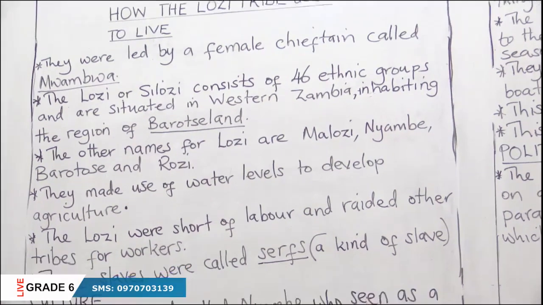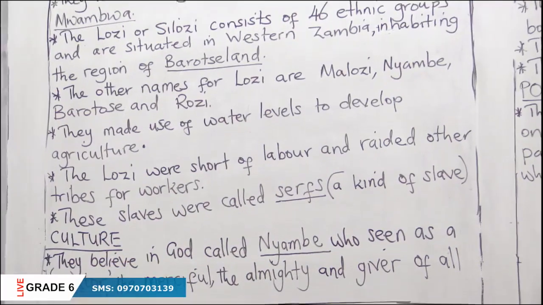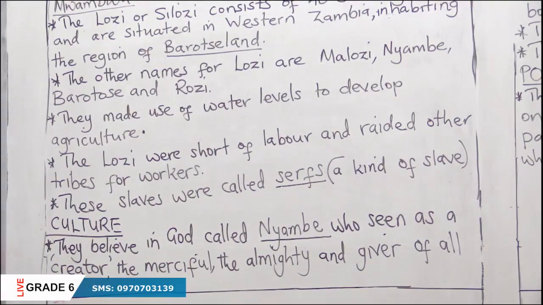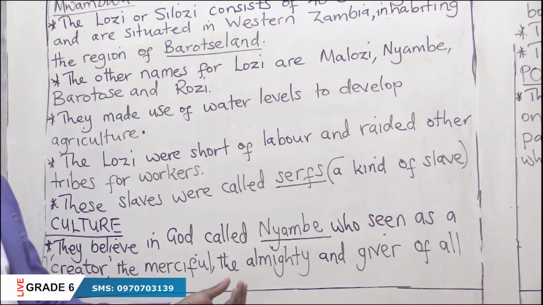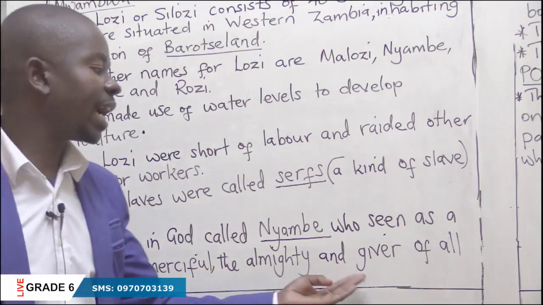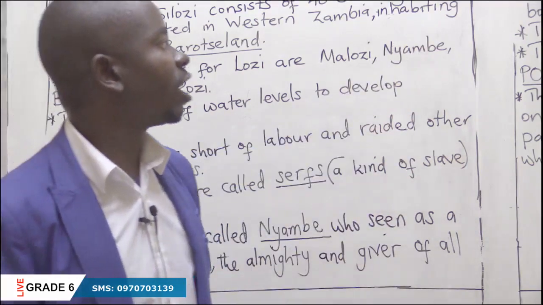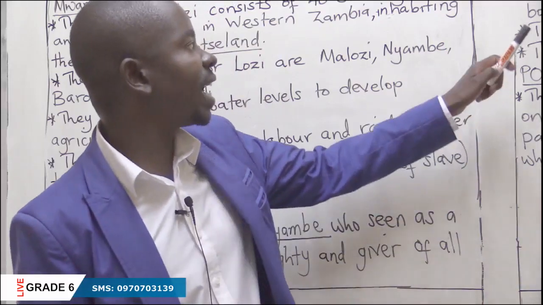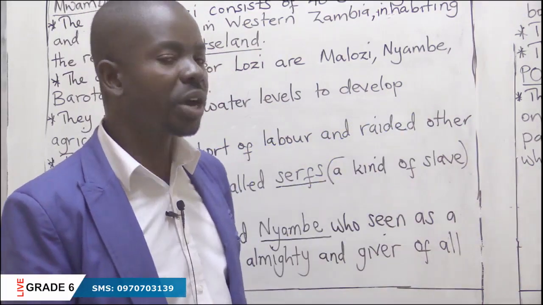Okay, so let's look at their culture, boys and girls. We said they believe in God called Nyambe, who is seen as a creator, the merciful, the almighty, and giver of all things. The Lozi people moved from lower land to higher land at the start of the wet season.